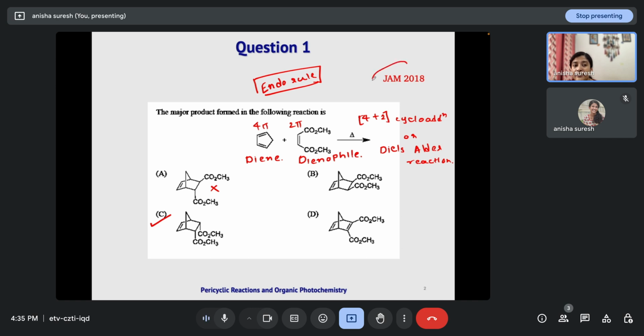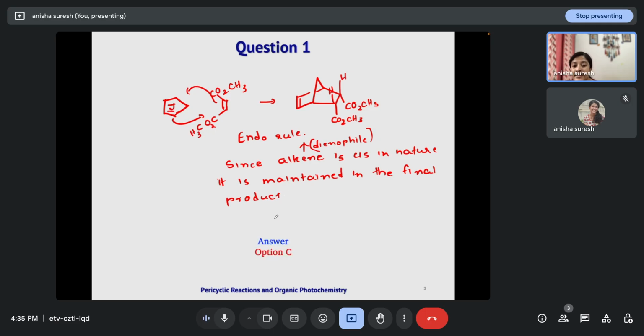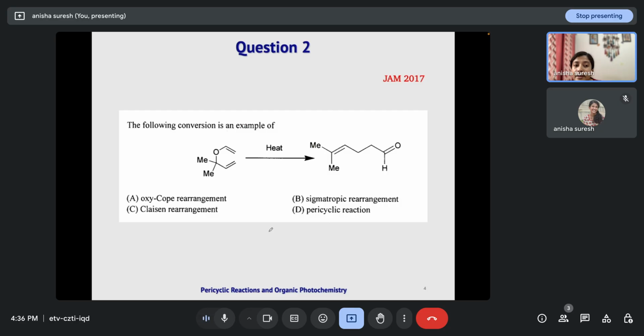So this was a question from JAM 2018. I will be discussing mostly questions that were asked in these national level exams based on pericyclic reactions and organic photochemistry. Okay. So the right answer is option C. Now coming to question number 2.